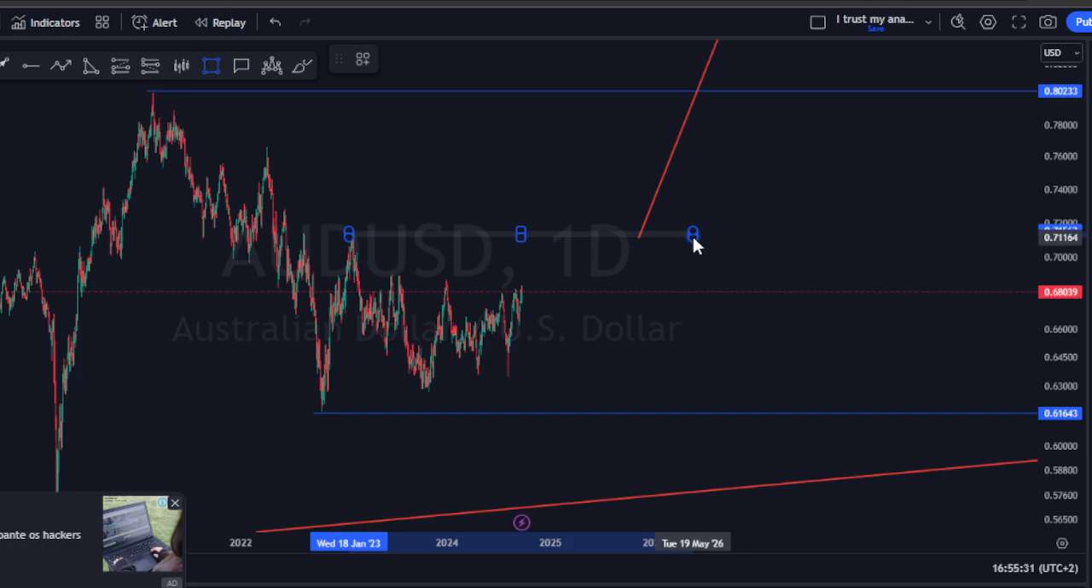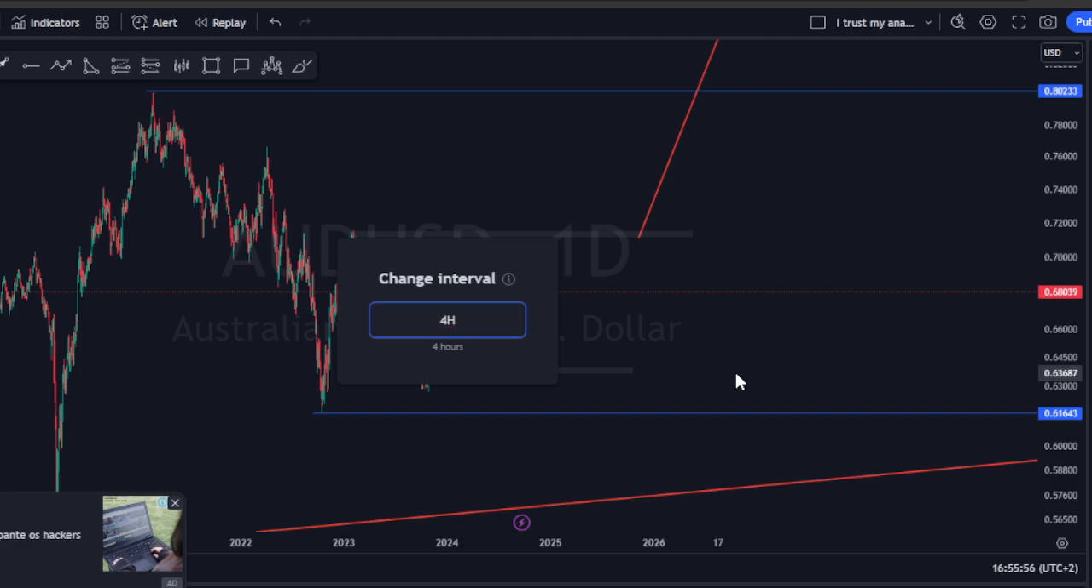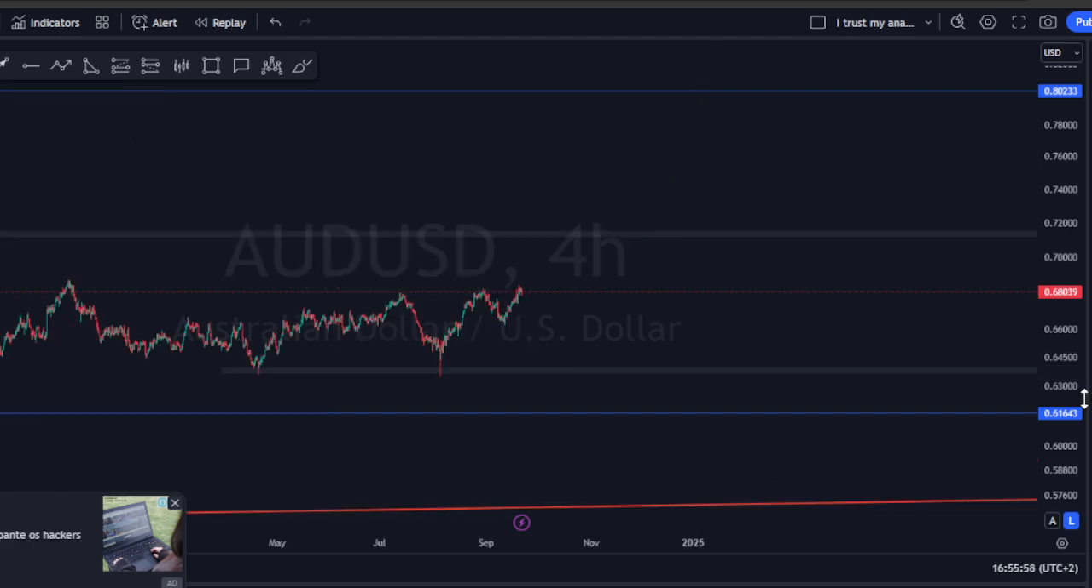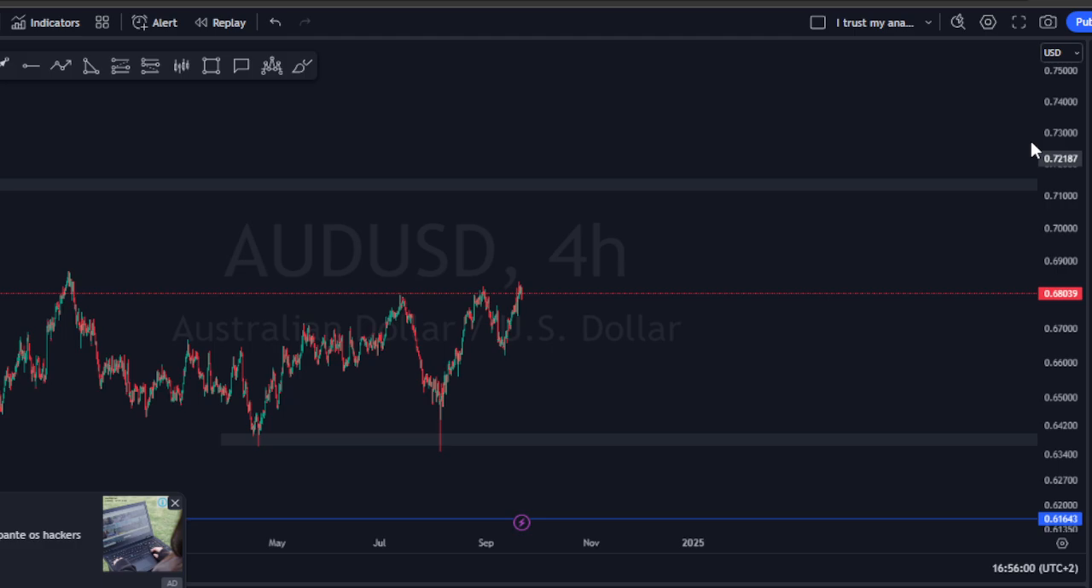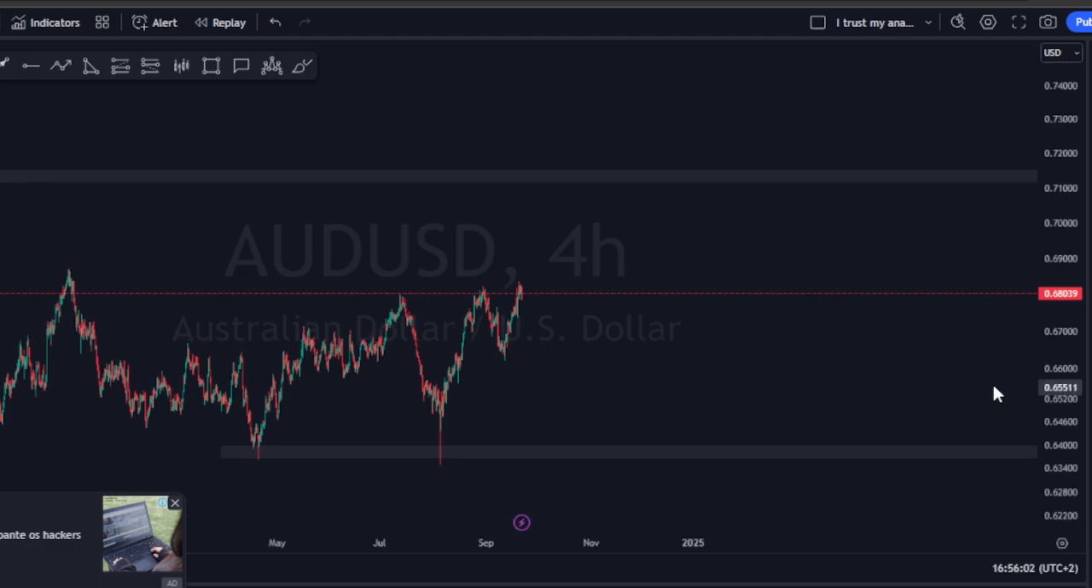Let me rather focus on this zone, and I'll explain why. Because it seems a bit choppy. However, I want us to get the best possible trading opportunities. It might be short-term trading opportunities, but a trade is a trade.